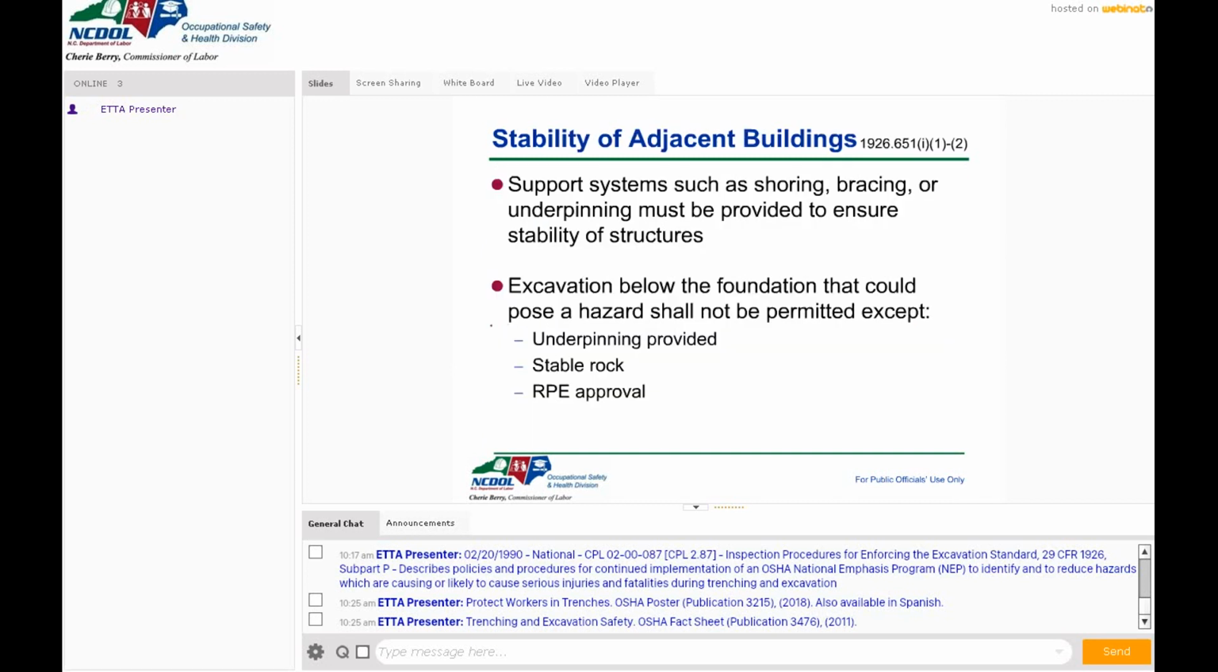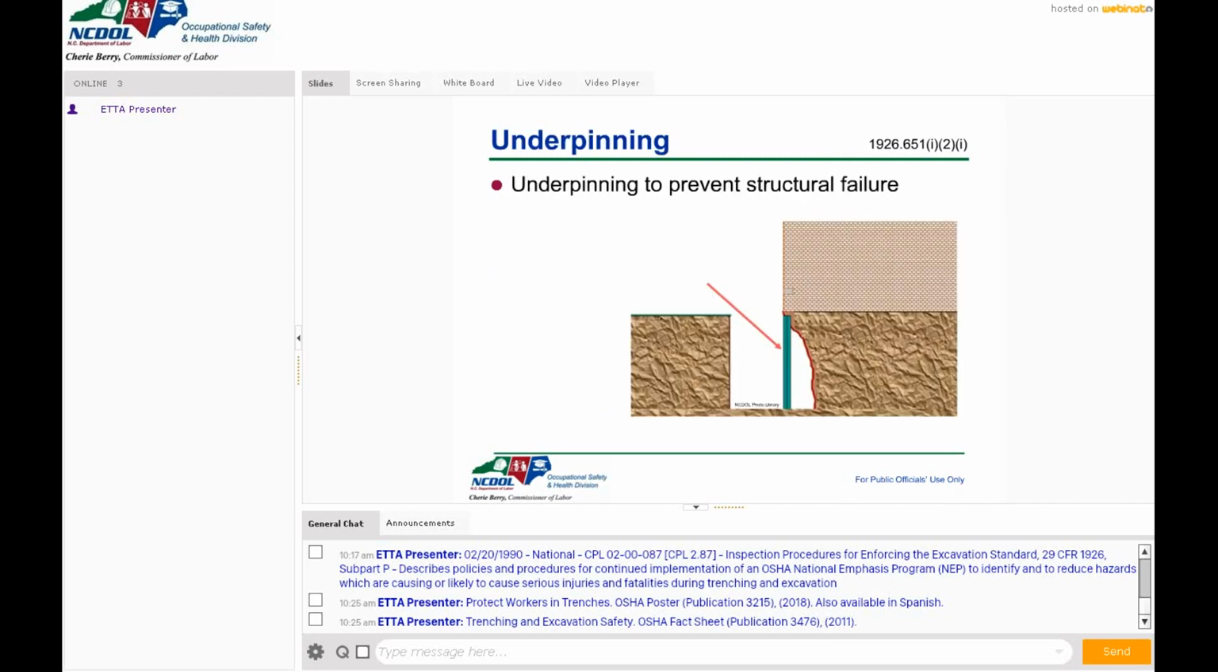If you're digging up next to a building or another type of structure, it's got to be supported to prevent it from caving in. This is what we will be looking at when we're on the job site as well. If it's suspected that you're to get very close to a building, you may have to get a structural engineer involved to determine how you can stabilize the material and everything of that particular structure. And this is kind of what we're talking about right here.